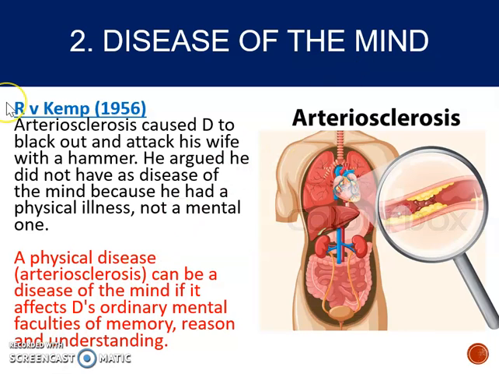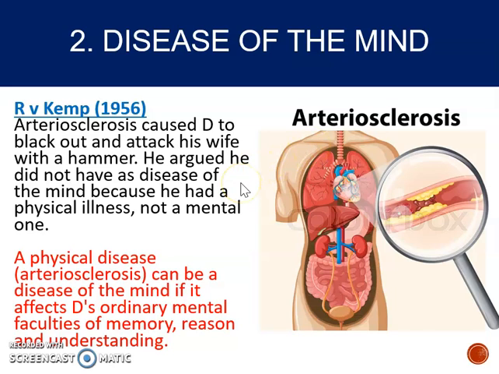If we have a look at Kemp, our defendant here was suffering from a condition called arteriosclerosis, and this means hardening of the arteries. And we've got a diagram here. So this is where it might be because the arteries are clogged up, but his condition meant that from time to time, his arteries would be restricted and close, reducing the amount of blood flow to his brain. And this meant that he often blacked out. And on one particular occasion, when he blacked out because he wasn't getting enough blood and therefore oxygen to the brain, he attacked his wife with a hammer.